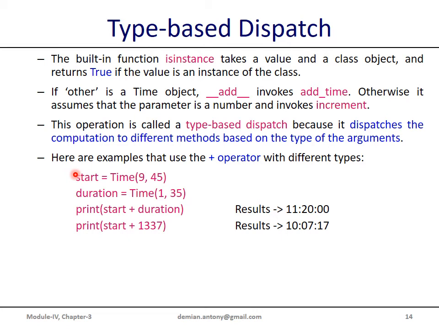So here is an example. We can use print start plus duration. Here two objects are added using a type based dispatch. Here add is being used, the method double underscore add double underscore, and in this case the increment method is being executed, because this is not an object of class time. This duration is an object of the class time.